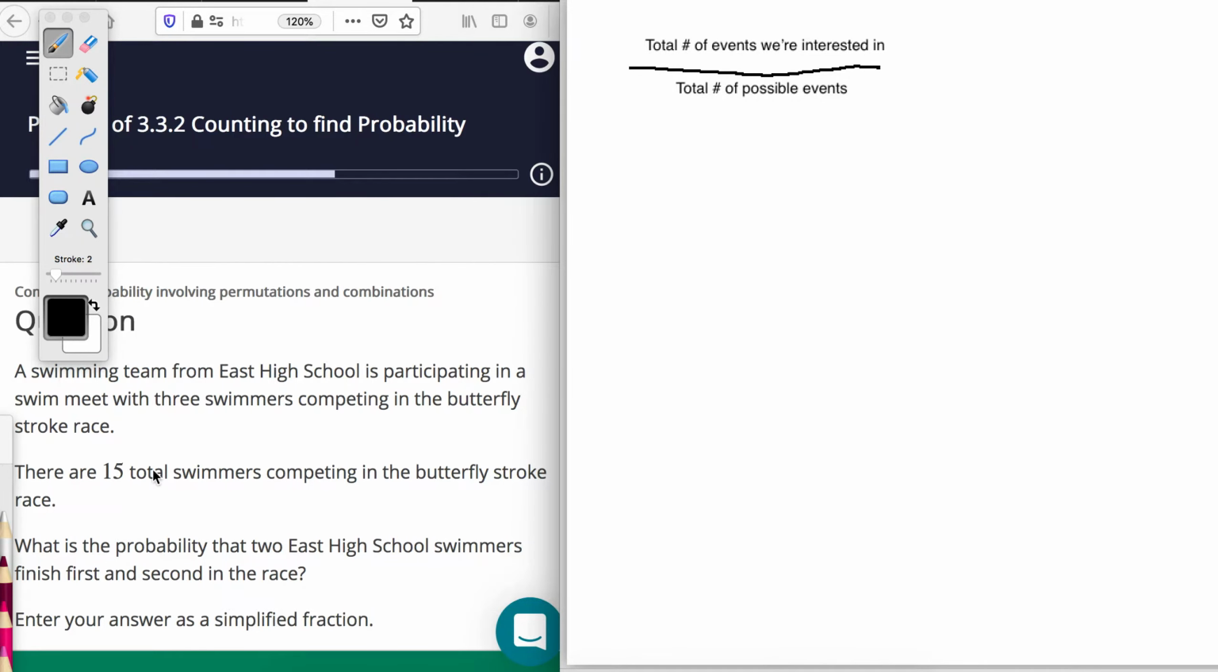So the total number of different ways that these racers could finish the race is 15 factorial, right? Because that's what a factorial helps us do. It tells us the number of different ways of arranging n objects. So for the total number of events we're interested in, we could try to make a little lettering system to help us figure this out.